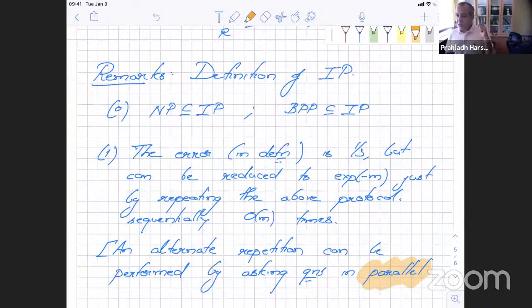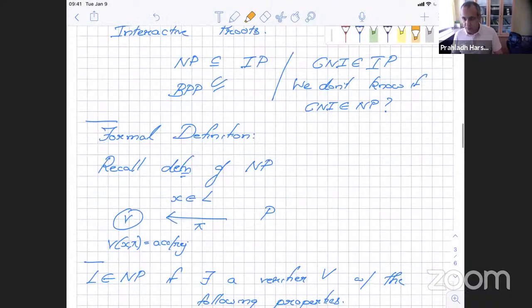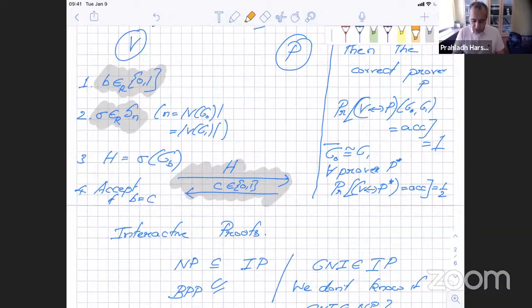In the case of graph non-isomorphism, what do I mean by parallel? You pick B1, B. So what's sequence? Sequence means you do this whole protocol. At the end of this, you toss another coin B prime, toss another sigma prime, find H prime equals sigma prime of G B prime, send H prime, get a C prime, and do it. That's doing the whole thing in sequence. In parallel means I pick B and B prime both in parallel. Then I pick a sigma and sigma prime. And in this round, I send H and H prime together. The prover answers with C and C prime together.